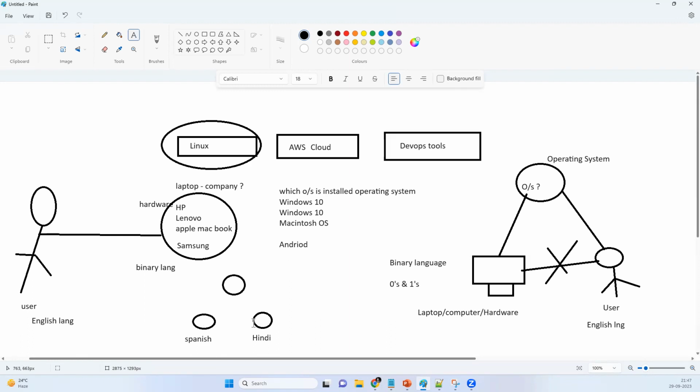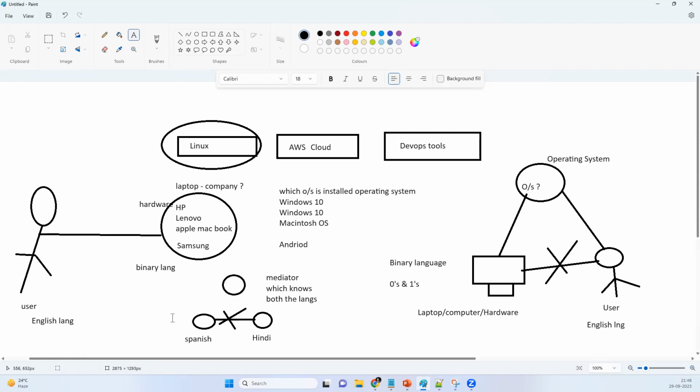So this user doesn't know English. This user doesn't know the Spanish language. This user doesn't know Hindi. So we are unable to communicate with each other. How can we communicate with each other? We need a mediator which knows both the languages.